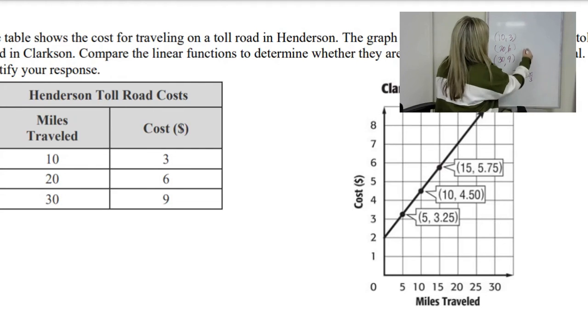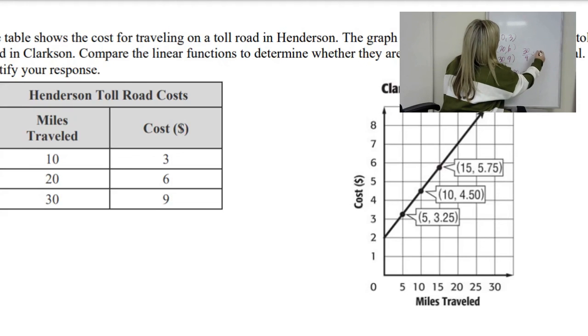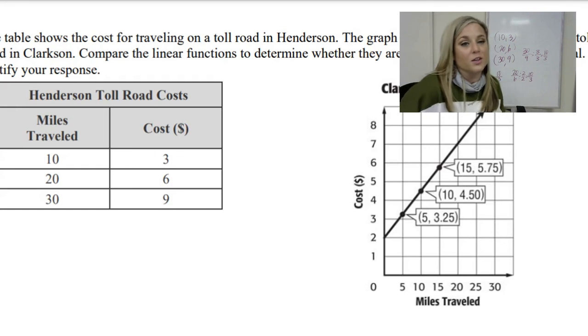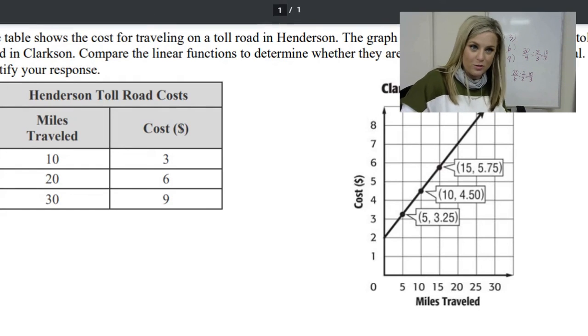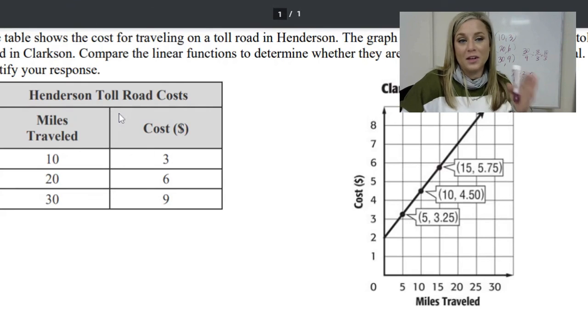I don't know if you can see it. Let me come up here. 30 over 9. You can divide both by 3, and we will get 10 over 3. So Henderson would be considered proportional. Clarkston would be non-proportional.